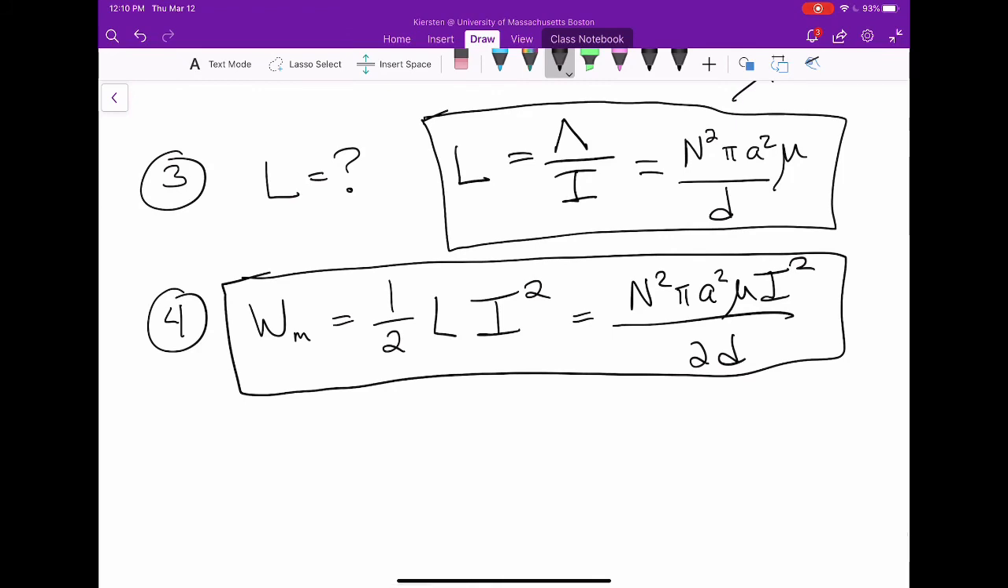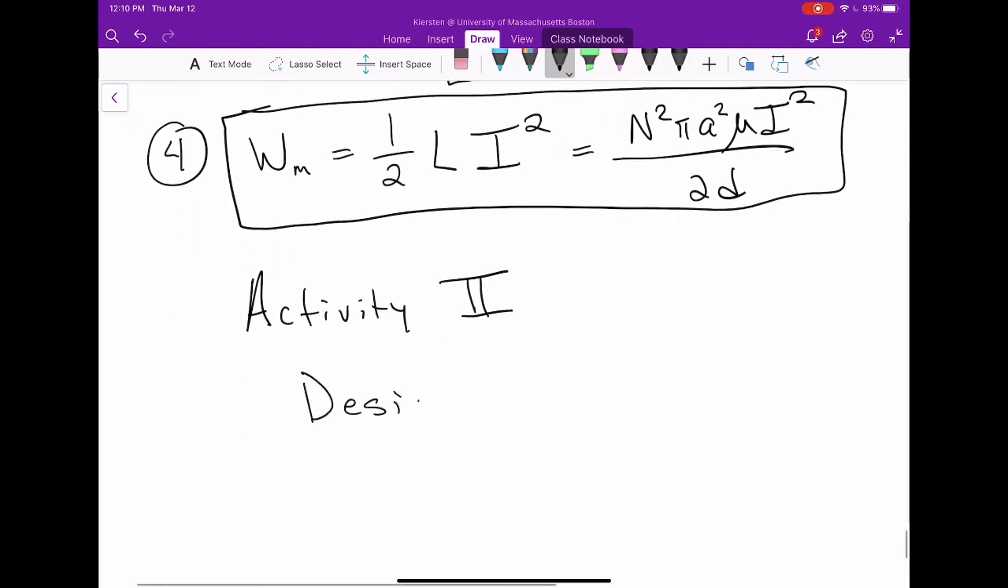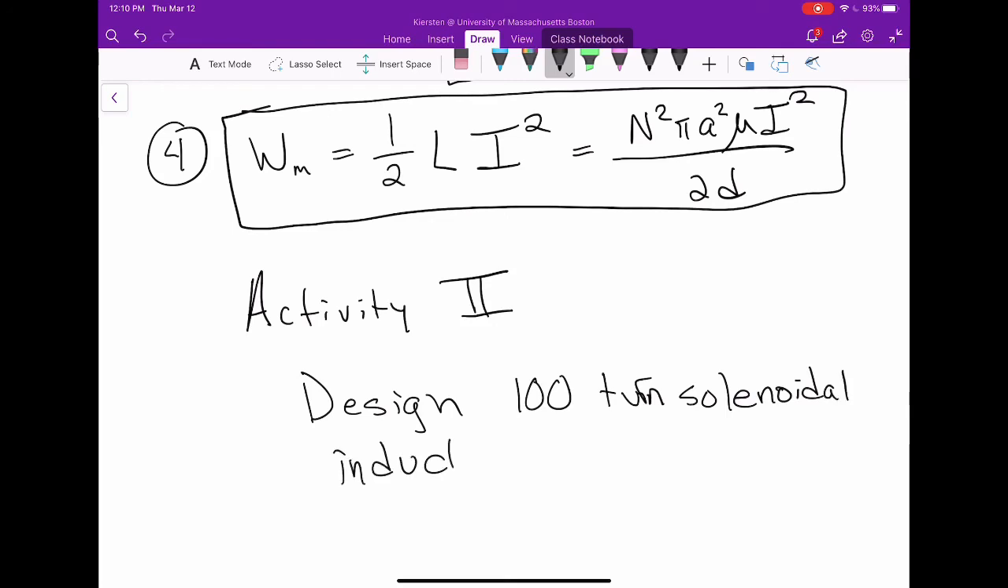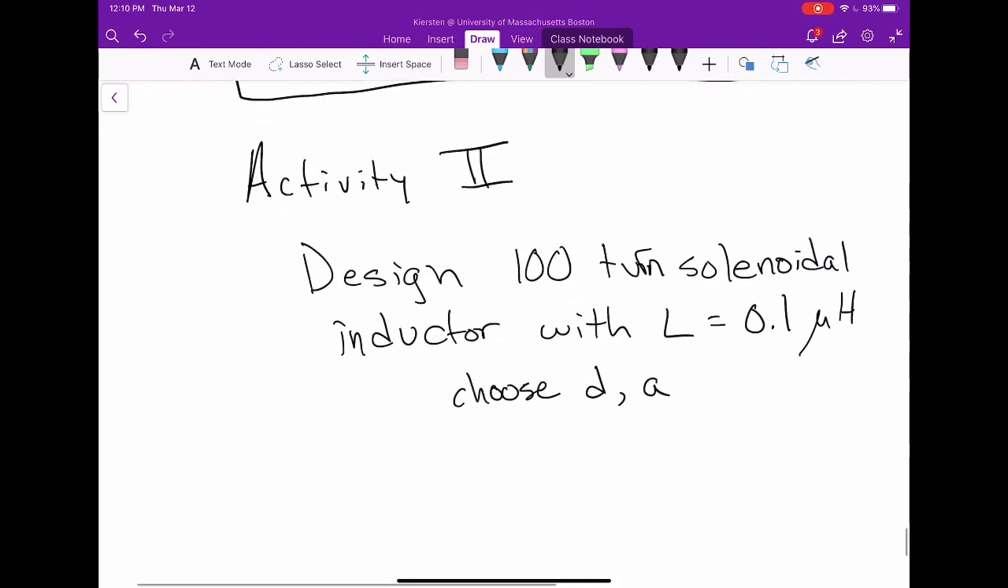Now, activity 2 is for you to do. And this is where I want you to pause your video and do it. Take a look at your handout. But what you're asked to do is design a 100 turn solenoidal inductor with the inductance equals 0.1 microhenries. So you need to choose the length and the radius of this solenoid.